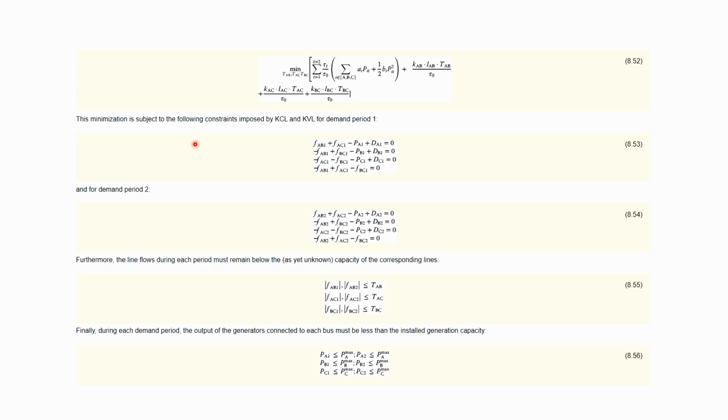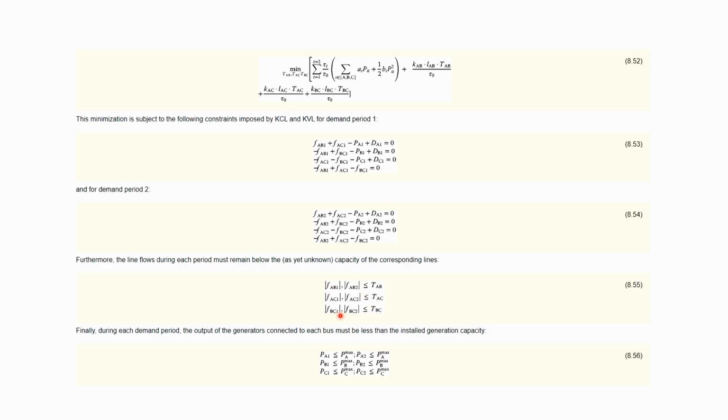And then we have a lot of constraints. One constraint is that the export from A to B and from A to C plus the demand in area A should be equal to the production in area A. And the same for area B and for area C, and the total sum of transfer between the areas should be equal to 0. This is for period 1, this is for period 2.